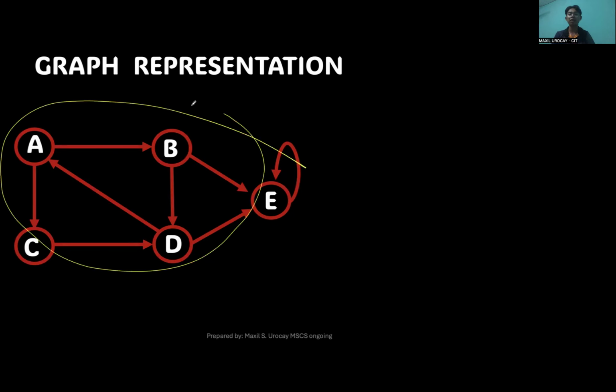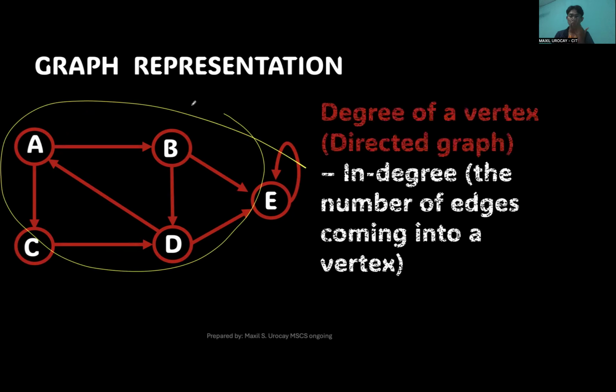So in our directed graph, we have two different representations. The first representation is the in degree of a tree. That is talking about the number of edges coming into a vertex. So say, for example, you are at A right now. How many edges connect to A and point directly to A? That is what we mean by in degree.